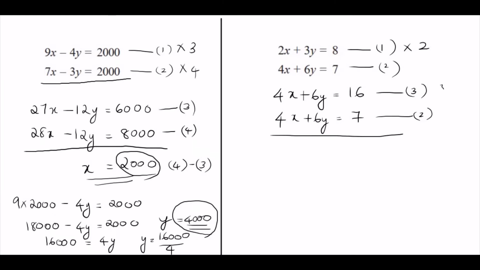When you subtract equation 3 minus equation 2, you get 4x minus 4x is 0, 6y minus 6y is also 0, 0 is equal to 16 minus 7, and 16 minus 7 is 9. So 0 is equal to 9. This is a false statement. So when you get a false statement like this while trying to eliminate one of the variables, that means this pair of linear equations has no solution.